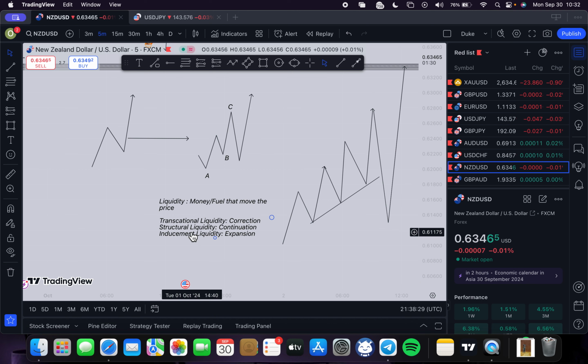So they will always respect this liquidity because they know that once they set this trap for you, you will fall for it. And they will make money once you fall for it. You get the liquidity explanation now.